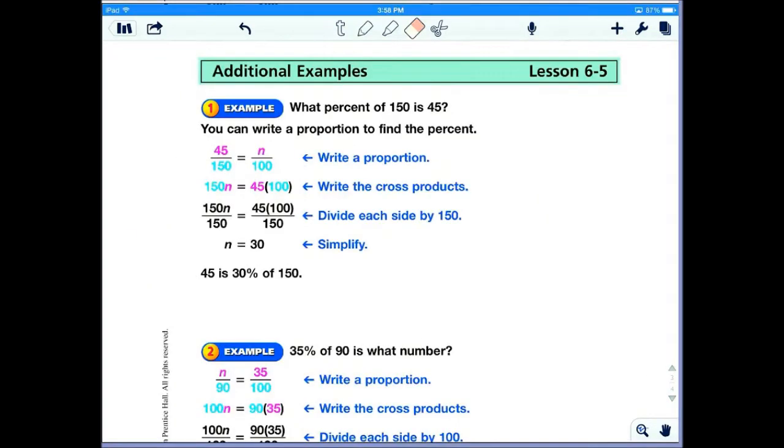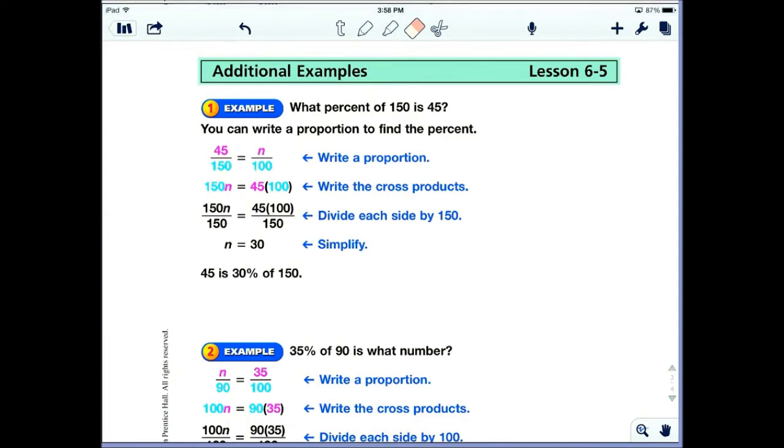To finish off, guys, let's go ahead and look at these two examples. This is just to recap. If you notice here, how do we find what percent of 150 is 45? Again, guys, the "of" goes on the bottom, "is" goes on the top. Okay, you cross multiply like it says, divide, and then you simplify, and you got your answer.